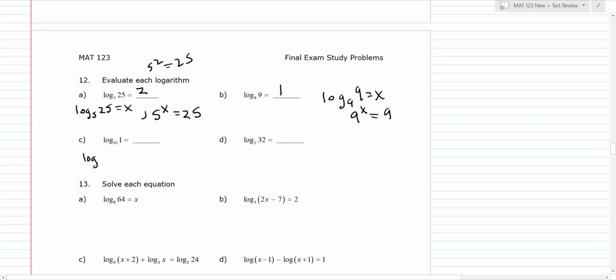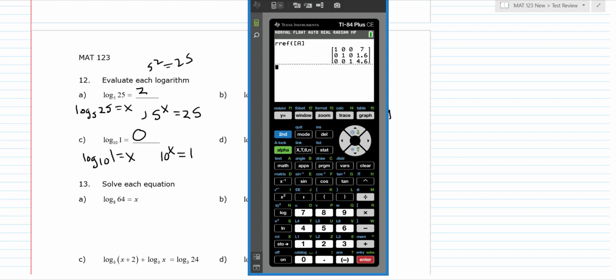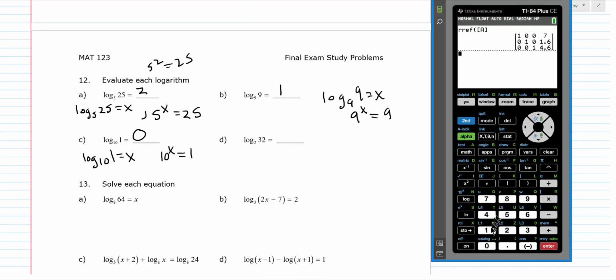Okay, the next one I'm going to say log base 10 of 1 equals x. Exponential form, we say 10 to the x equals 1. What do you raise 10 to get 1? That's 0. And so you can double check anything you want to on your calculator. So if you did 10 to the 0 power, that gives you 1.